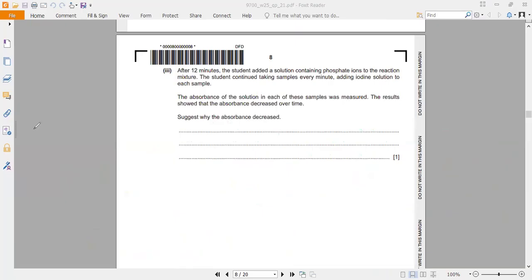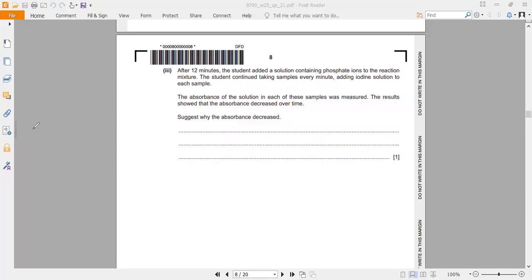After 12 minutes, the student added a solution containing phosphate ions to the reaction mixture. The student continued taking samples every minute, adding iodine solution to each sample. So this takes place after 12 minutes. The absorbance of the solution in each of these samples was measured. The results showed that the absorbance decreases over time. Suggest why the absorbance decreases as the experiment was continued.